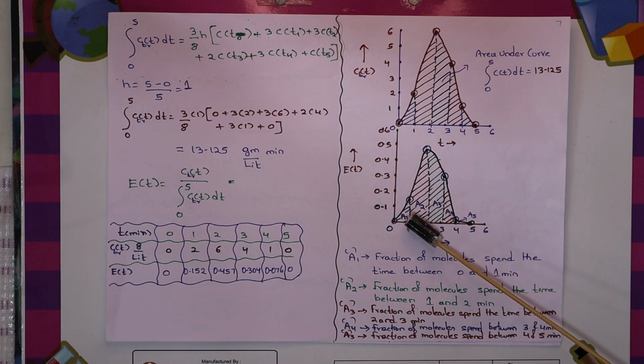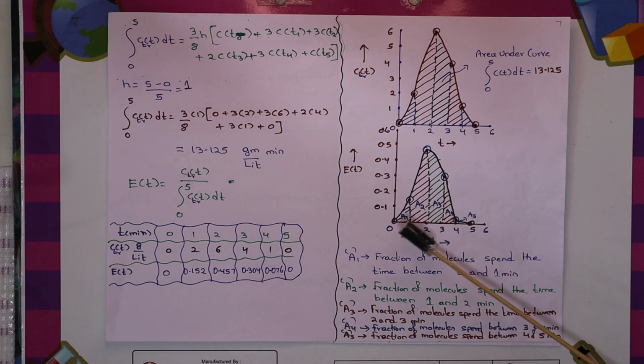E of t is the area under the curve. The area from time 0 to 1 is A1. The area under the curve between time 1 to 2 is A2. The area between time 2 to 3 is A3. Similarly, 3 to 4 is A4 and 4 to 5 is A5.